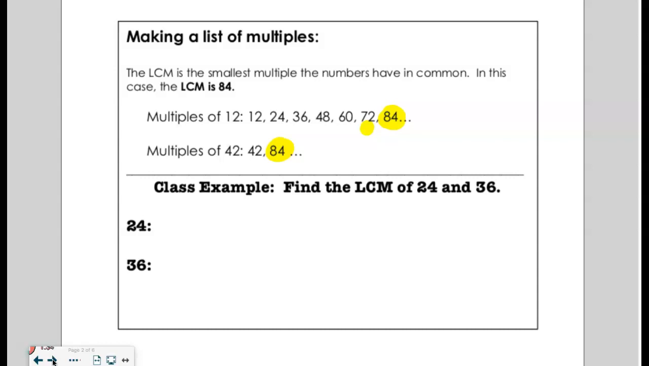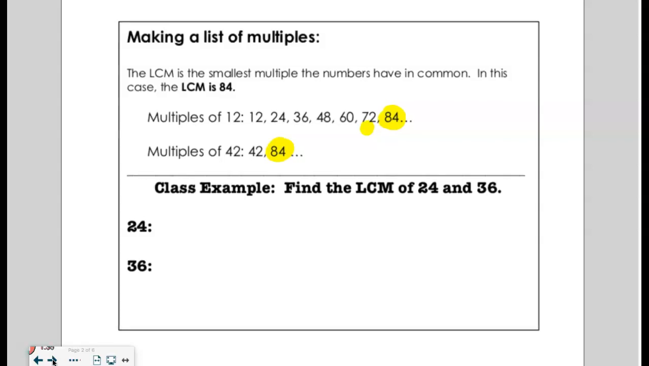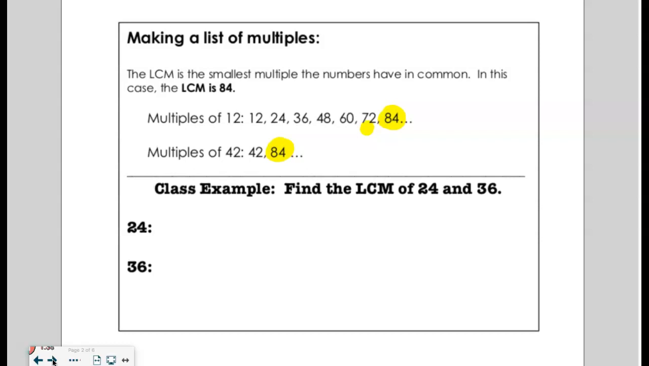So there's a couple different ways that you can go about finding the least common multiple using listing. We can just start listing out multiples and go for a while and then go with the next one, or we can build off each other and find the multiples for 1, the multiples for 2, the multiples for 3, the multiples for 4, the multiples for 5, until we find a number that is the same. So let's try that for 24 and 36.